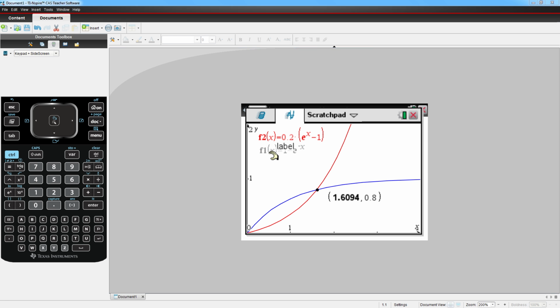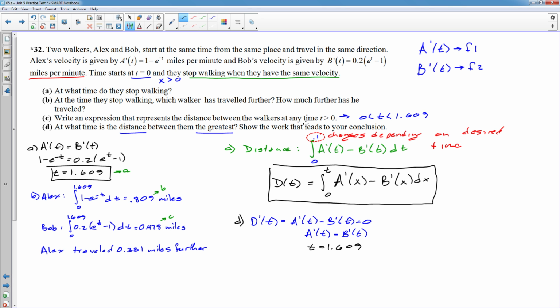Now, the thing is, we have to show sufficient work, and it does say show the work that leads to your conclusion. We are on a closed interval, going from 0 to 1.609, so I'm actually going to use the extreme value theorem, where you test the distance at the endpoints, which is 0 and 1.609, and you test critical numbers. So we test endpoints and critical numbers. The good thing here is the only critical number we got was also an endpoint, so I don't have to worry about it. And I've actually already done this work.